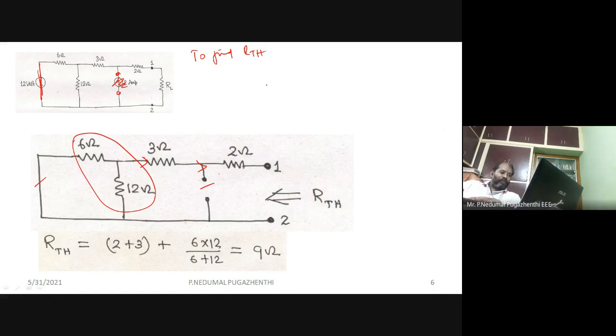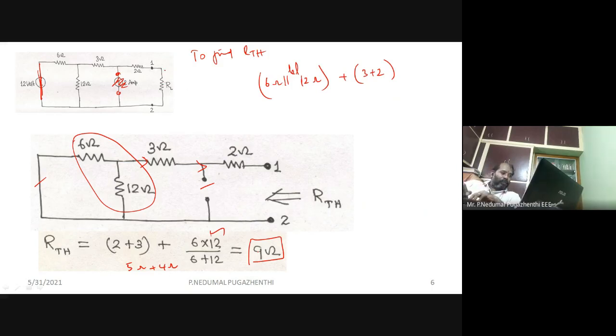So my expression says that 6 ohm is parallel to 12 ohm. This combination is in series with the series combination of 3 and 2, and so this will give me 5. So 6 into 12 divided by 6 plus 12, 72 by 18, will give me 4 ohms, which will give me 9 ohms. Any doubts?